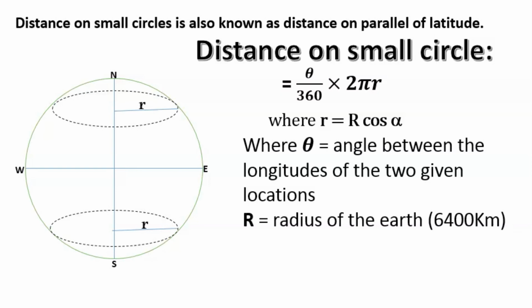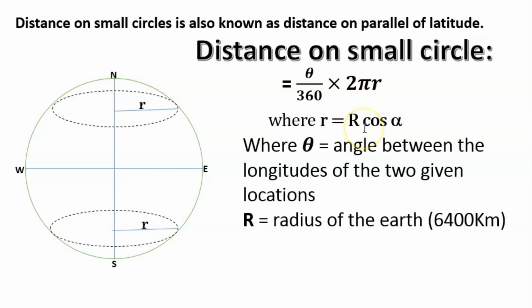So the formula to calculate distance on small circle is given as theta over 360 times 2 pi r, where this r happens to be the r cos alpha. We also did a video on the relationship between the small letter r and the capital letter R. So just do well and find the video and watch.